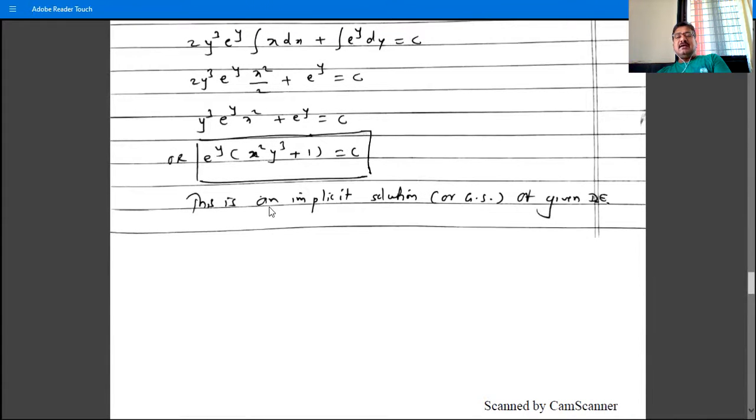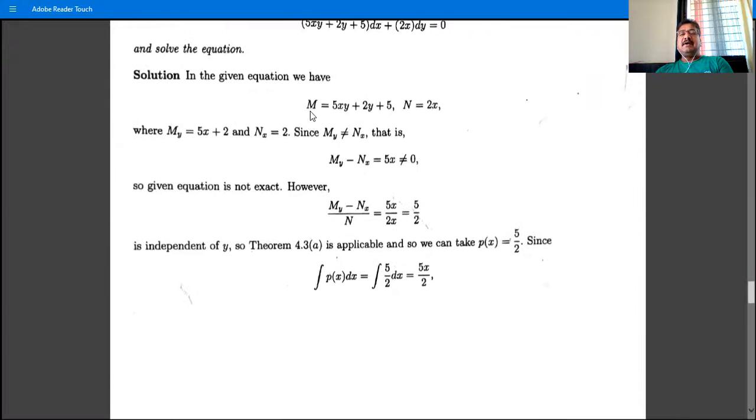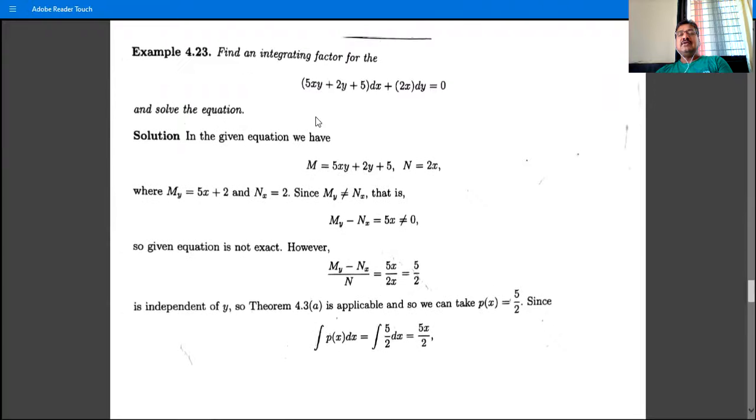So this is an implicit solution or general solution of the given differential equation. For the same type of problem, find an integrating factor and solve. So M is this, N is this, and if you find ∂M/∂y, it is 5x plus 2 with respect to y, and with respect to x the derivative of N, ∂N/∂x, is 2. These two are not equal, and therefore the given differential equation is not exact.